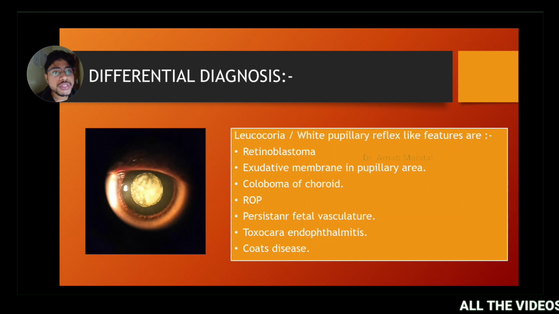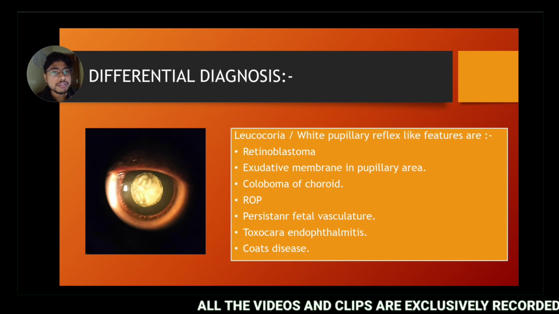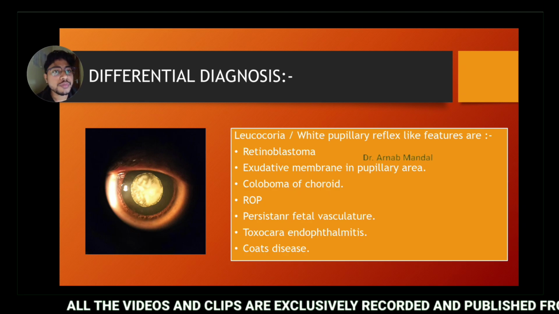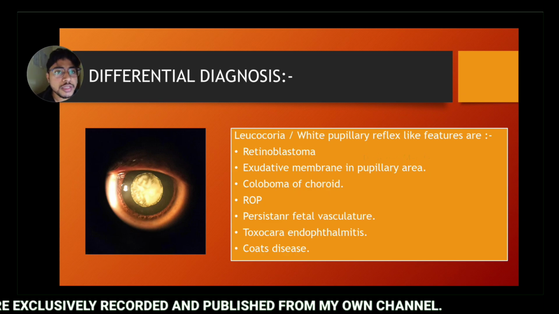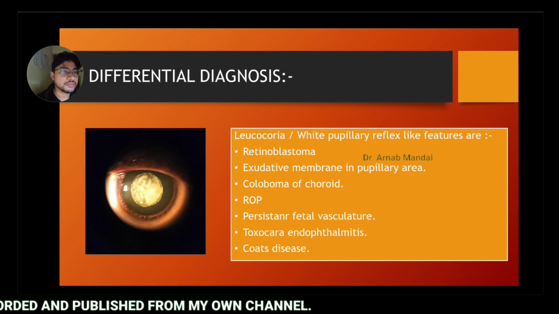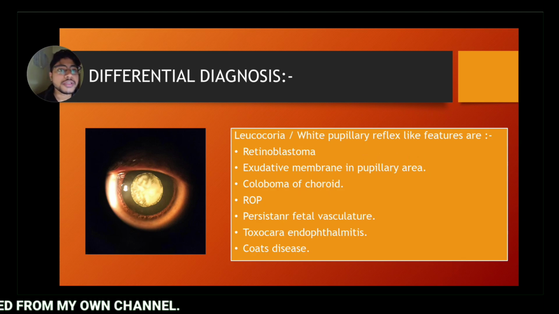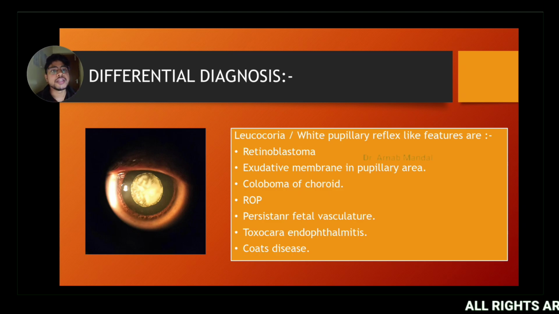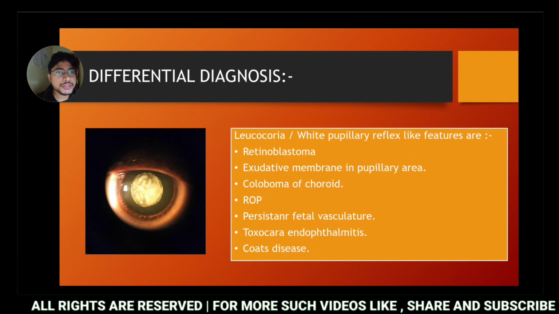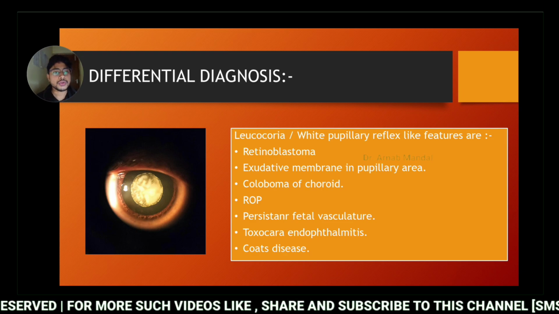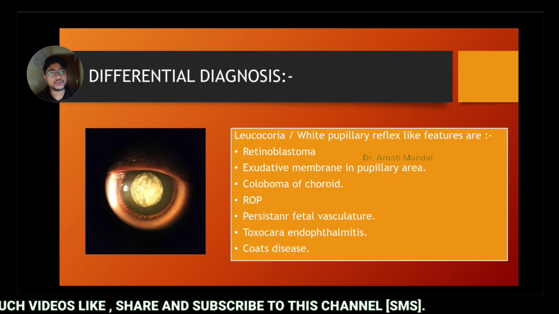Next, in differential diagnosis, at first we have to know the various diseases which can mimic the same physical or morphological representation. Leukocoria, that is the white pupillary reflex, can also be seen in cases like retinoblastoma, exudative membrane in the pupillary area, coloboma of the choroid, retinopathy of prematurity, that is ROP, then persistent fetal vasculature, toxocara endophthalmitis, and Coats disease.